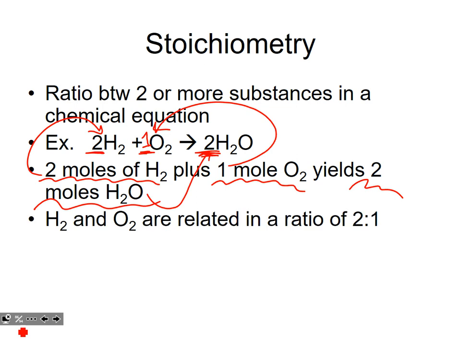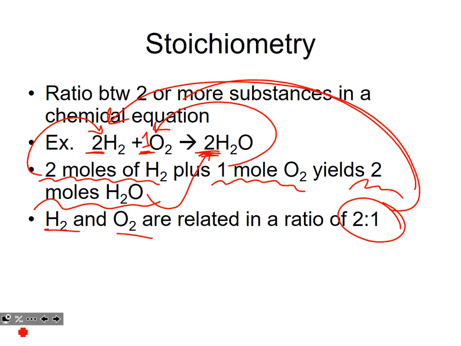It's saying that hydrogen and oxygen are related in a ratio of 2 to 1 because those are the coefficients for hydrogen and oxygen. They are in a 2 to 1 ratio. If you want to run this reaction correctly, you have to always ensure that no matter how many moles you're starting with, you're going to have double the amount of hydrogen as you do oxygen.